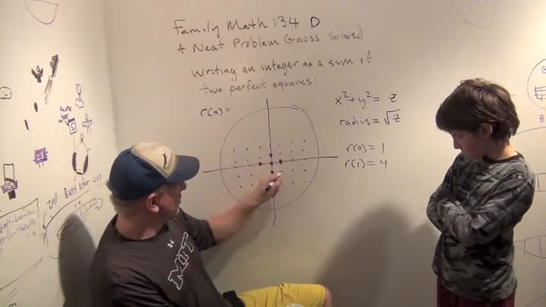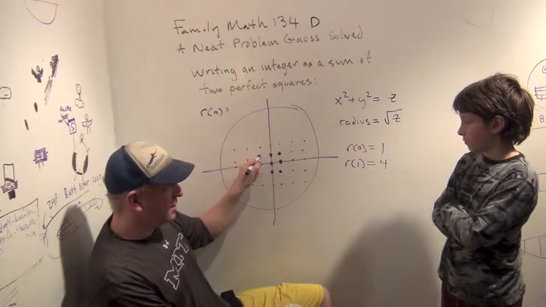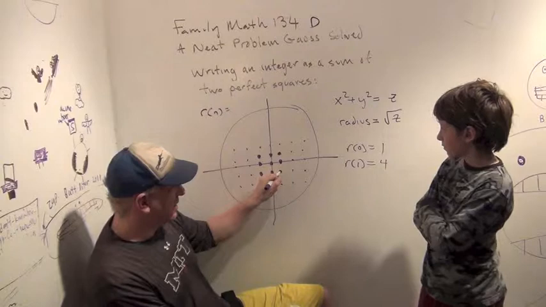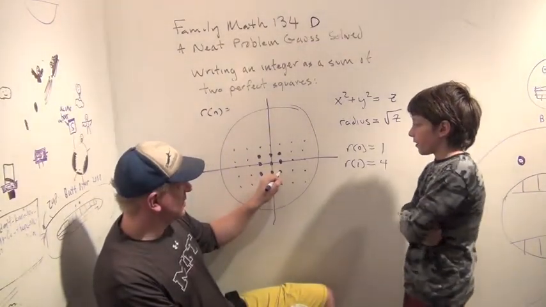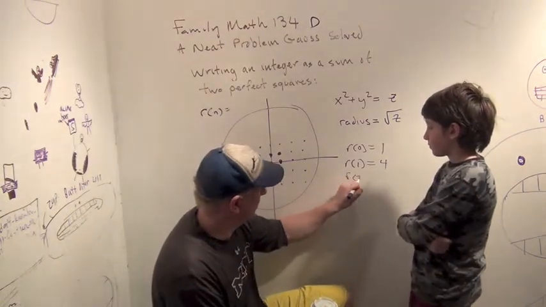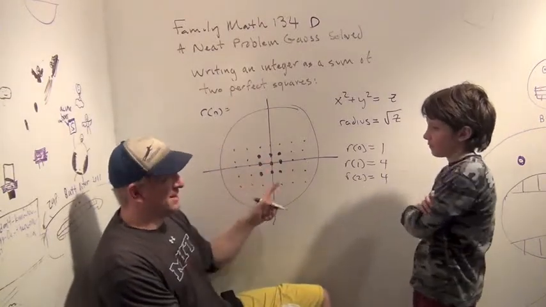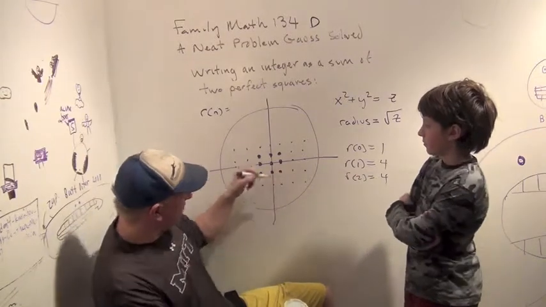Okay? Here's the point, let me start here. 1, 1, minus 1, 1, minus 1, minus 1, 1, minus 1. Those squares add up to what? Those are the r of 2. There's 4 of them, just like you pointed out. Good thing you caught that, otherwise we'd have to go all the way back to the beginning, because there were 4 of them.